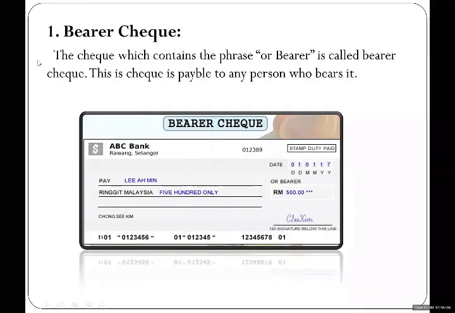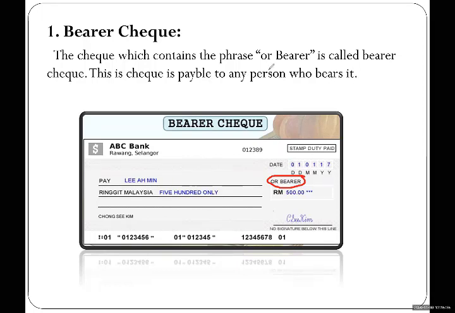As we discussed in the previous classes, the check which contains the phrase "or bearer" is called a bearer check. Over here, you can see the phrase "or bearer", and this phrase is open. Bearer checks are also called open checks. This check is payable to any person who bears it, or you can say who holds it.